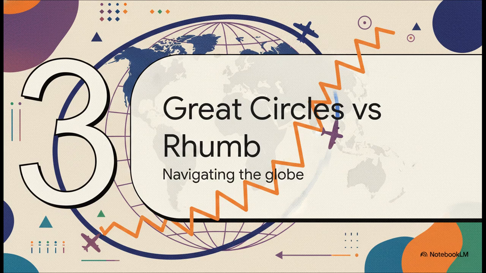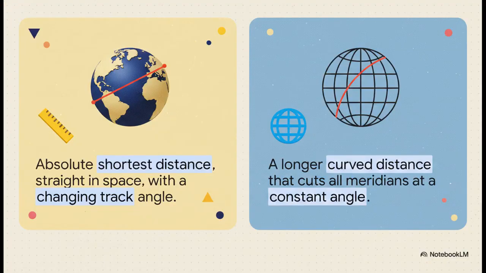In Part 3, great circles versus Rhumb lines. It is essential that you can contrast these two paths. A Rhumb line gives you a lazy, constant track angle. That means you don't have to constantly adjust your heading, but the trade-off is you're flying a much longer, curved distance over the Earth. Great circles, on the flip side, give you the absolute shortest possible distance.